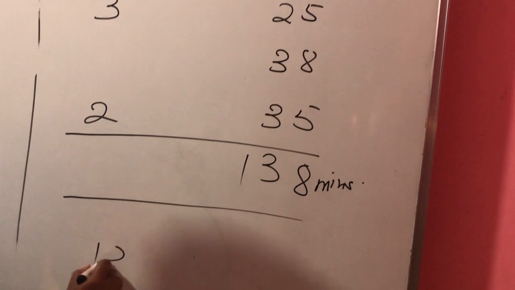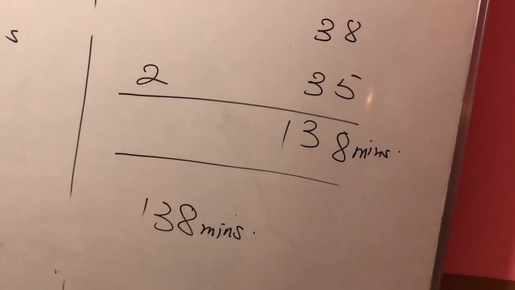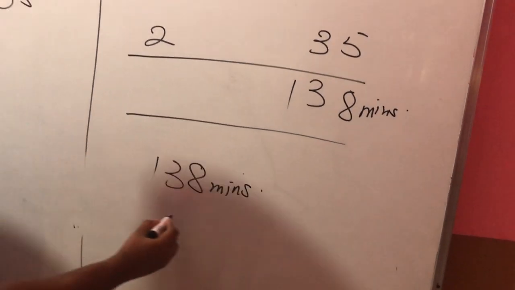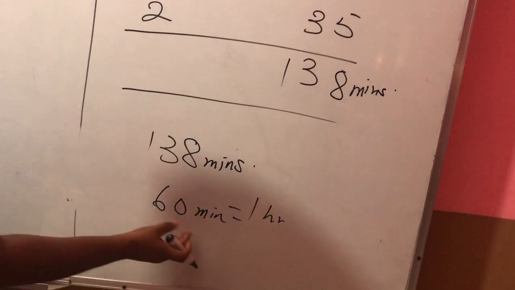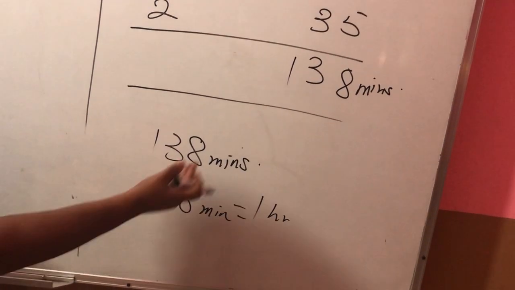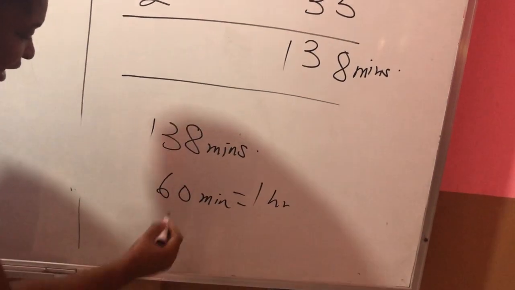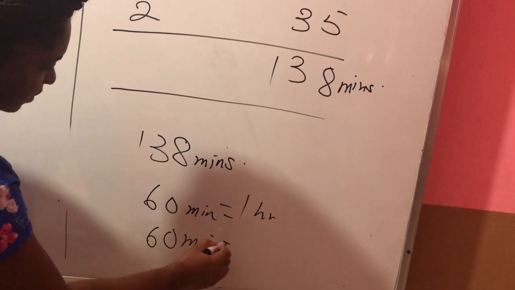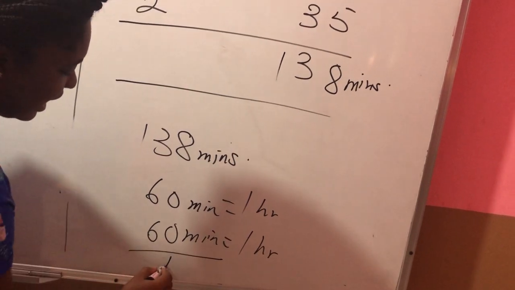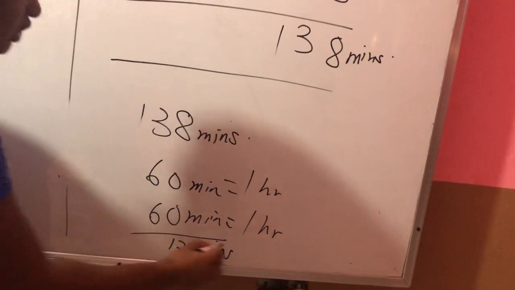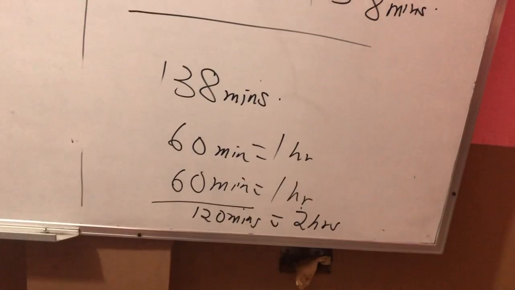Now, you ask yourself, out of the 138 minutes, how many hours can I get from it? 60 minutes gives me 1 hour. When I take this 60 minutes from this 138, I will still have another 60 inside what is left. So I can take another 60 minutes from here. So from this 138 minutes, I have taken 120 minutes, which is the same as 2 hours. Are you getting it?